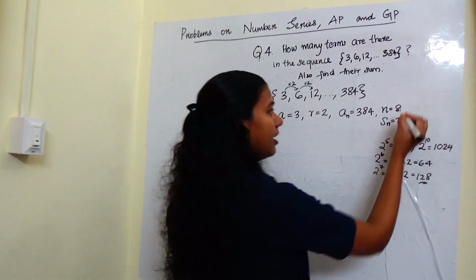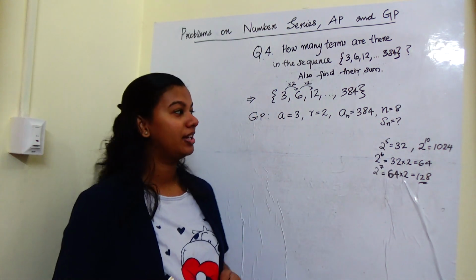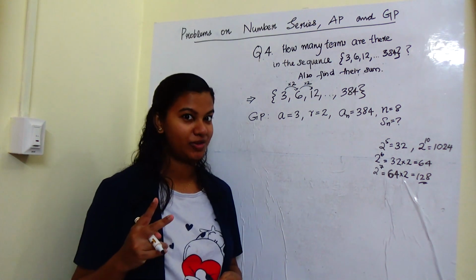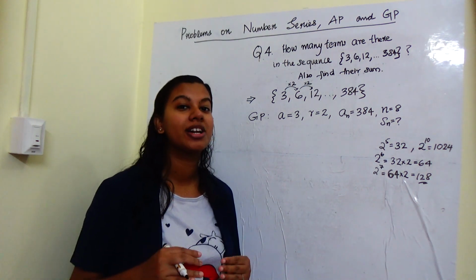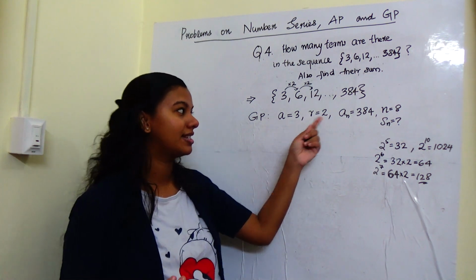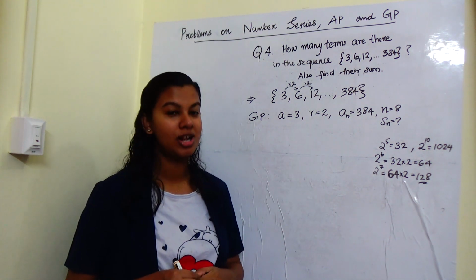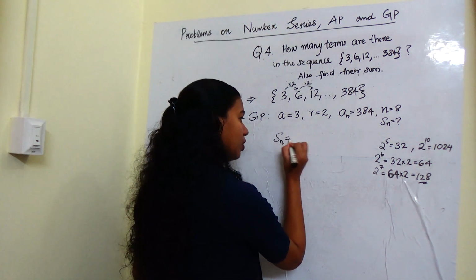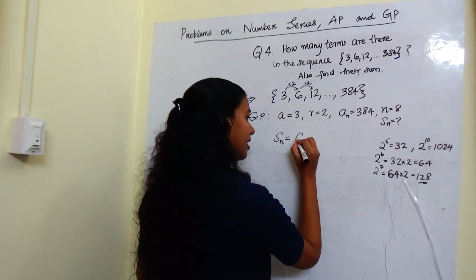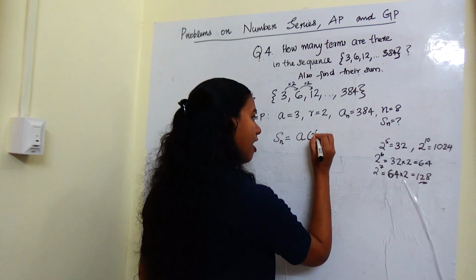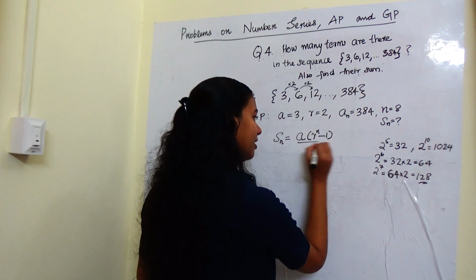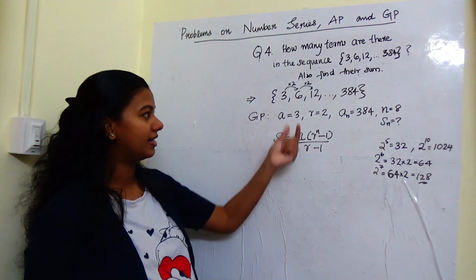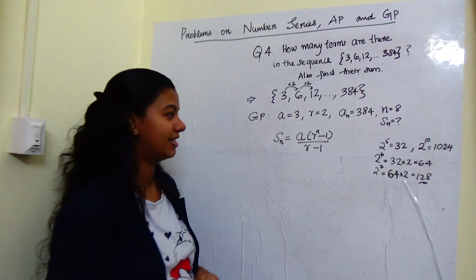So I'll write it, n equals 8. Now we have to find the sum Sn. There are two formulas for Sn, right? That is, if the common ratio is greater than 1. In this case, common ratio is greater than 1. So we'll use that formula. That is, Sn equals A into r raised to n minus 1 divided by r minus 1. So let's substitute the values to get the Sn value.